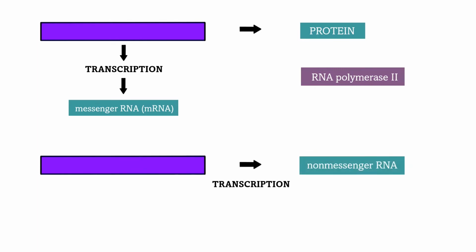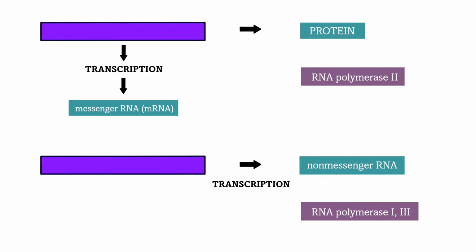We can, however, get RNA molecules as the final product of the transcription as well. So again, instead of protein as our final product, we get an RNA molecule. These include specific RNAs that we call non-messenger RNAs, for example, rRNA, tRNA, etc. We are going to talk about them in the future. These RNAs are transcribed by RNA polymerase I and RNA polymerase III.